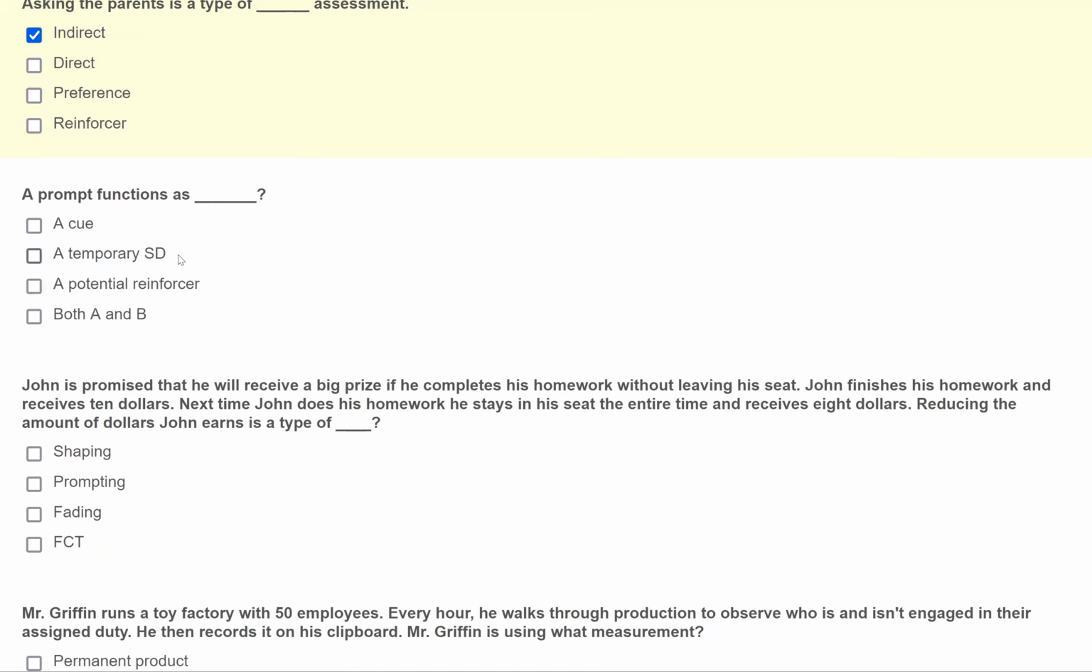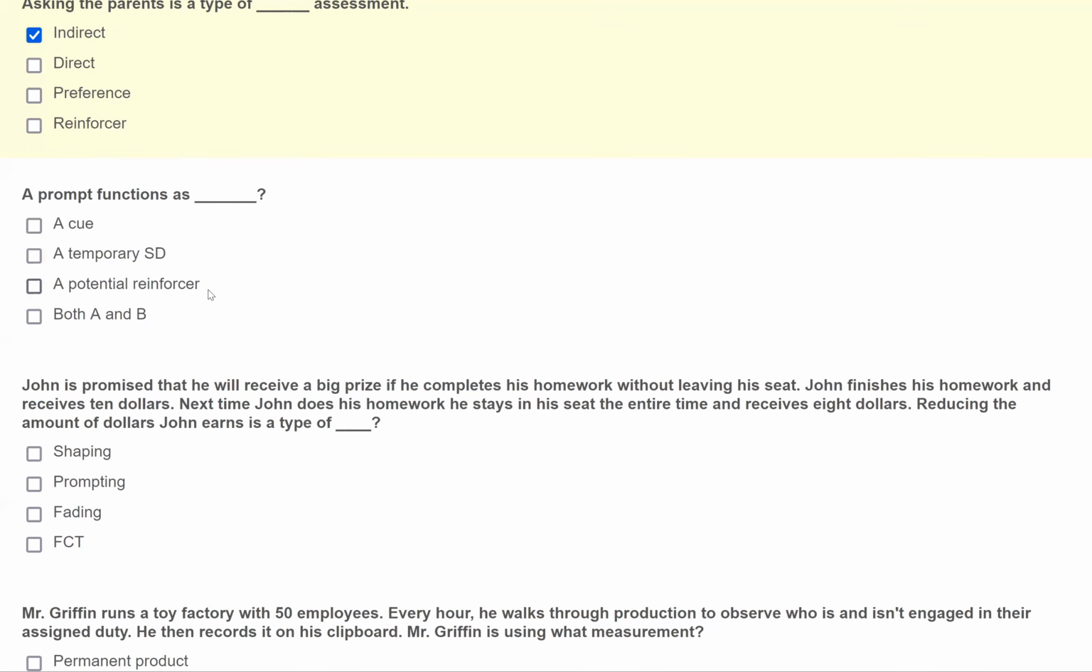What about a temporary SD? Is a prompt a temporary SD? It is, okay? And that's why we fade prompts, because we want the behavior to be evoked by the real SD. When we're using prompts, it comes after the real SD and starts to function as that temporary SD. We don't want that. But for the time being, it's good because now we can start to reinforce that behavior occurring due to the prompt. So a prompt functions as a cue. It functions as a temporary SD.